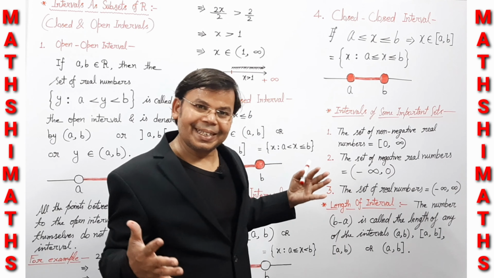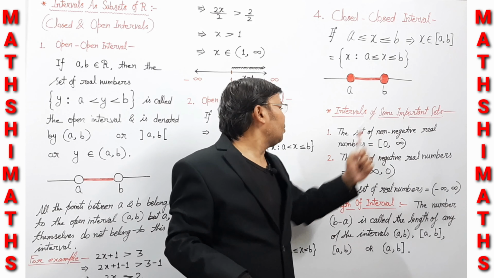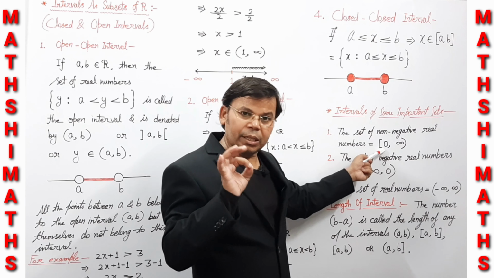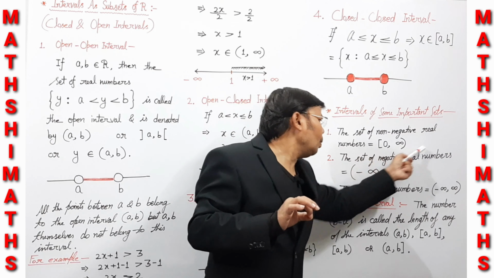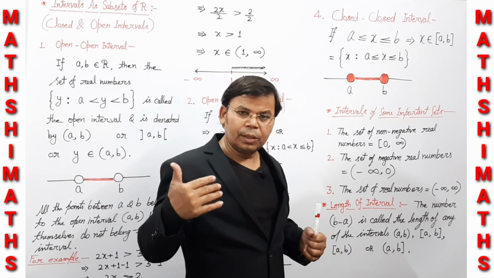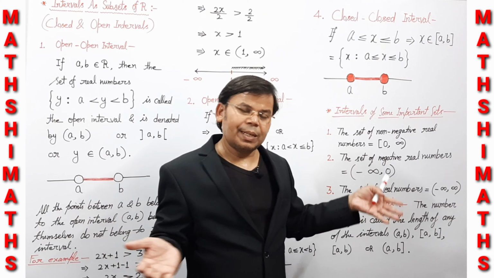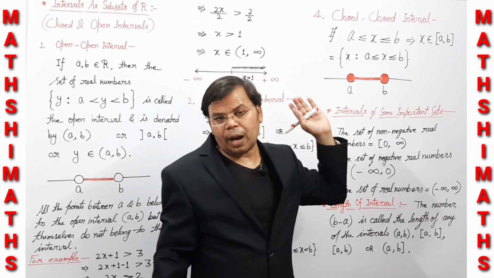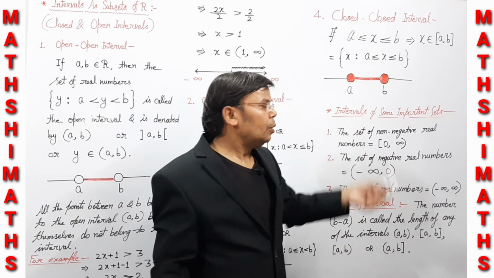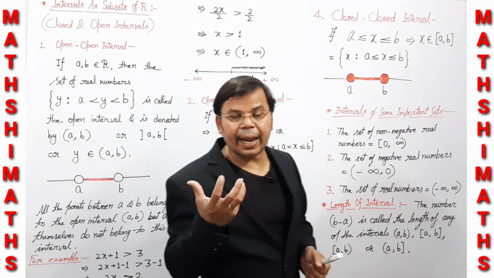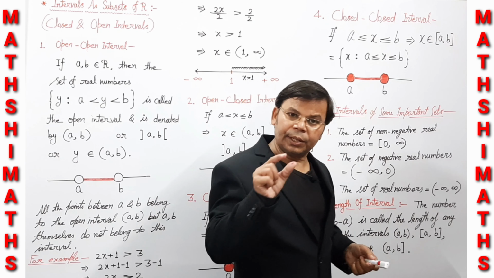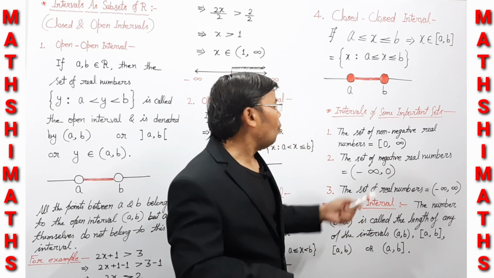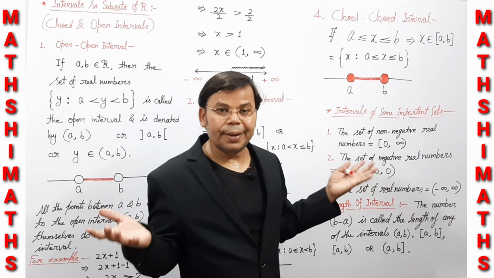Intervals of some important sets. First, the set of non-negative real numbers is represented like this. Here the value 0 is included, and all non-negative numbers, and you know that a non-negative number is either 0 or positive. So 0 is included and all positive values are included up to infinity. Infinity always has an open interval. That's why we use an open interval for infinity, whether infinity is positive or negative.